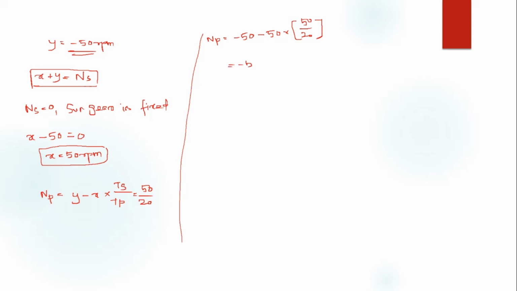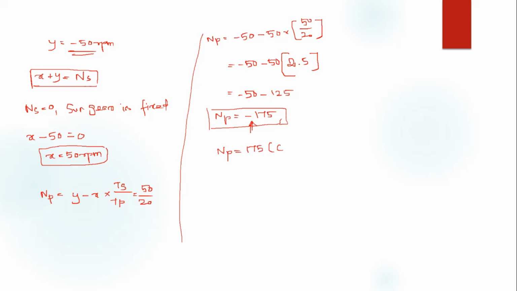Now minus 50 of 50 divided by 20, what is the value here? 50 divided by 20 is 2.5, right? So 2.5 into 50 is equal to 125, right? So minus 50 minus 125 is equal to minus 175, which is the speed of NP. The minus sign indicates it is a clockwise direction, right? So NP is equal to 175 clockwise. So the direction of NP is clockwise.